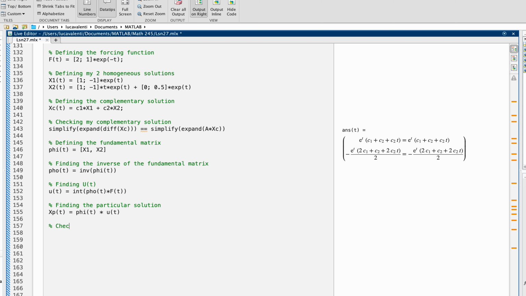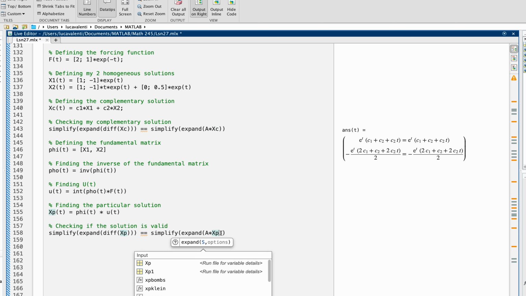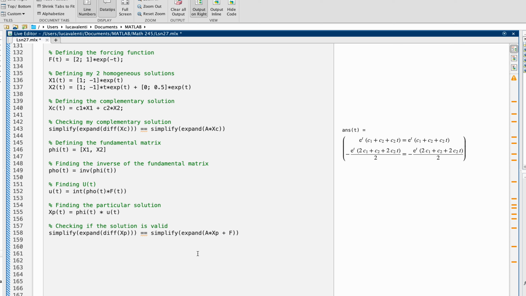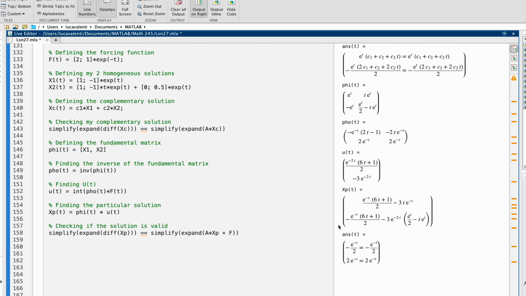And then we want to check if the solution is correct, is valid. So we do the same thing as before. We would have this. However, now we're going to have a p here. And we're going to have the forcing function as well. So let's check so far how it's going. So we get the right thing, so we know that this is true. So this whole thing worked.